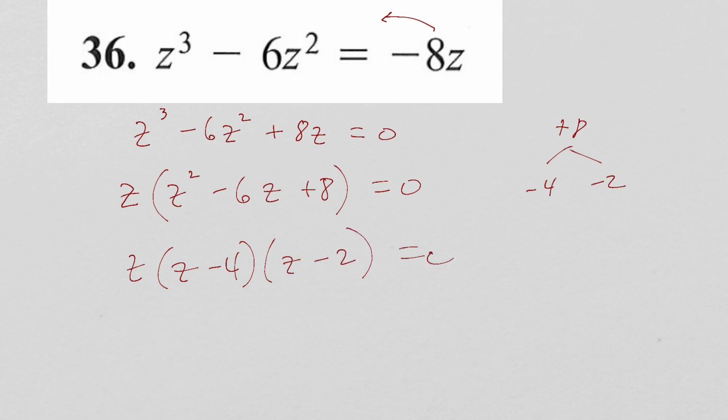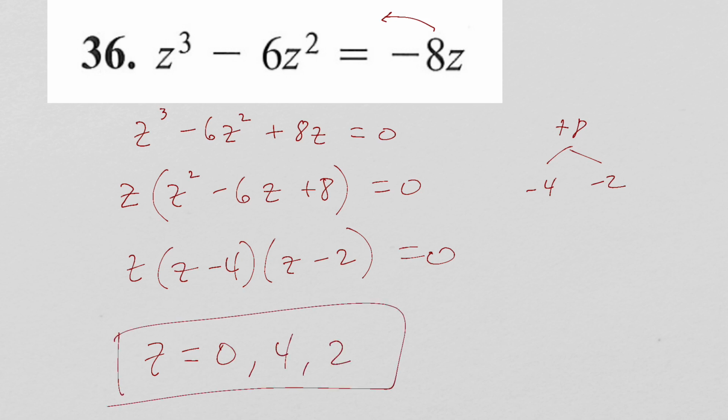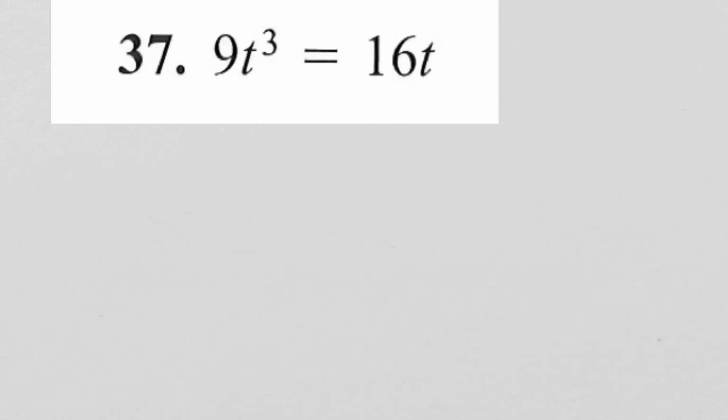So we're done. Z is equal to 0, positive 4, and positive 2. 0 from this, positive 4 from this, and positive 2 from that. Okay, this is not equal to 0, so that's going to be our first step. We'll move that over, and it'll become a negative there.